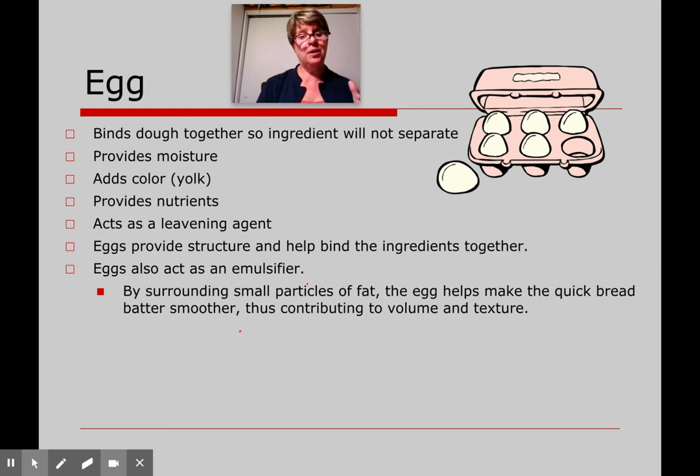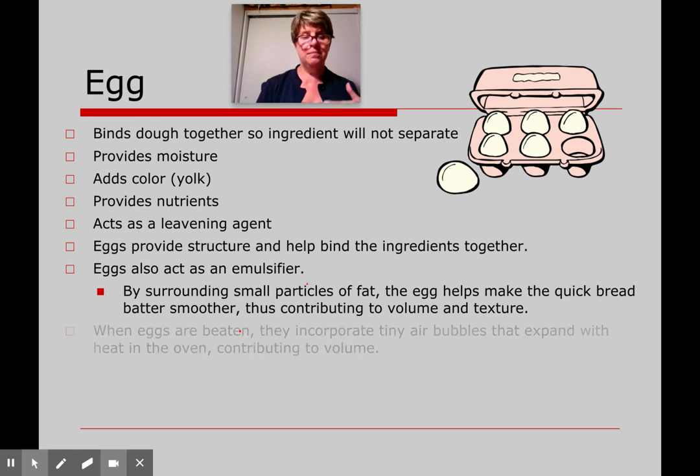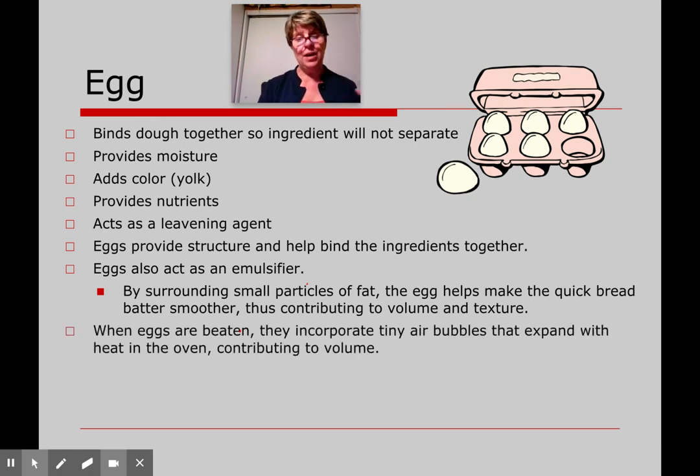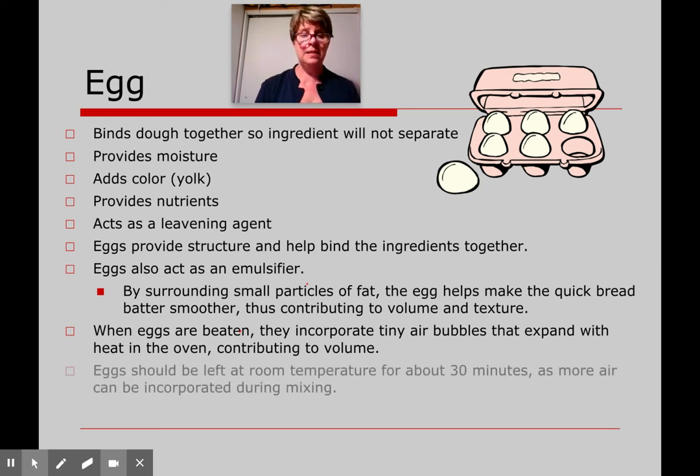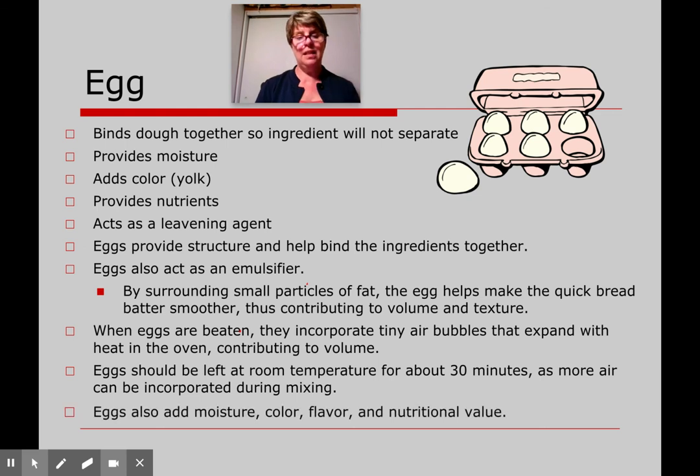By surrounding small particles of fat, the eggs help make the quick bread batter smoother, thus contributing to volume and texture. So that's the emulsifier. When eggs are beaten, they incorporate tiny air bubbles that expand with heat in the oven, contributing to volume. And eggs should be left at room temperature for roughly about 30 minutes, as more air can be incorporated during mixing. And like I said before, they add moisture, color, flavor, and nutritional value.